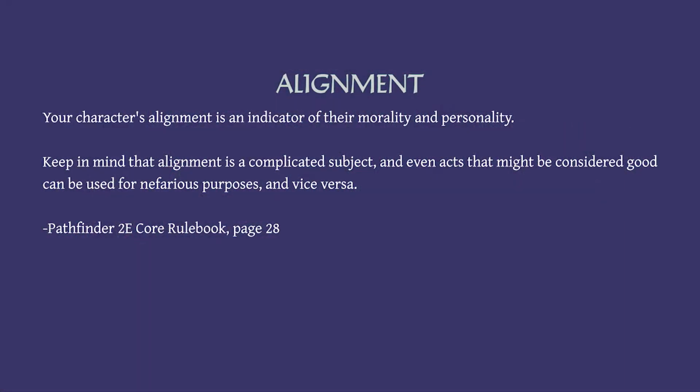And in the Pathfinder Core Rulebook, your character's alignment is an indicator of their morality and personality. Keep in mind that alignment is a complicated subject, and even acts that might be considered good can be used for nefarious purposes, and vice versa. Alignment is a hashtag. It's a keyword in a search. It's a bit of metadata to mark a character under a certain category. And that's basically it. Alignment carries with it a whole bunch of other implications depending on how you've implemented it in your game.